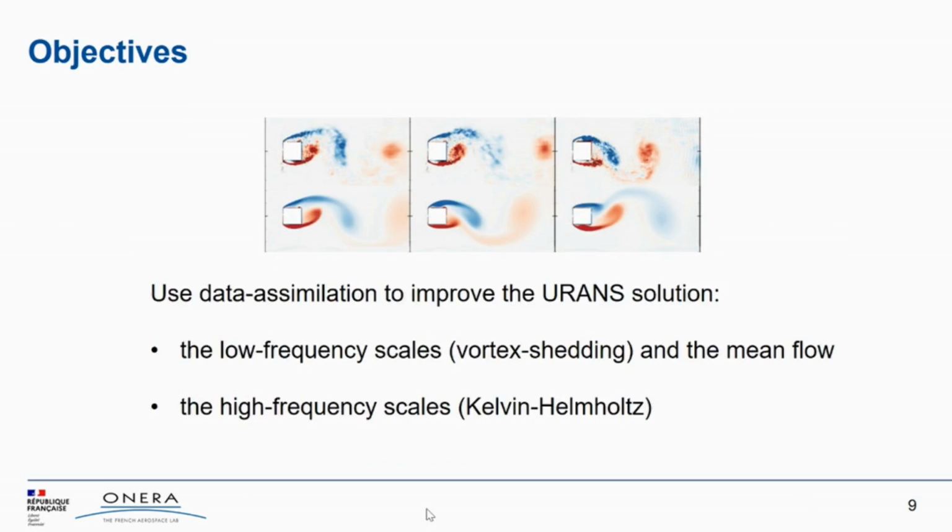And by data here, we mean data coming from the high fidelity DNS simulation. And the improvement that we hope is to better capture the mean flow at the low frequency scales. So here, the vortex-shedding phenomena. And these are the kind of scales that should be captured by the URANS. But also we'd like to see if we can improve the ability of URANS to capture high frequency scales, and in particular here, the Kelvin-Helmholtz vortices.